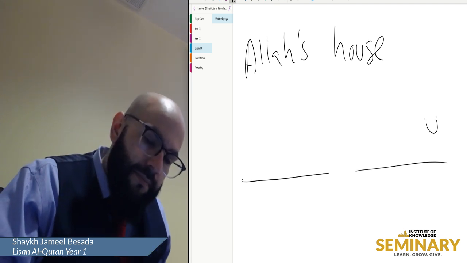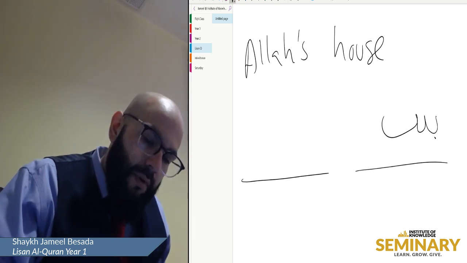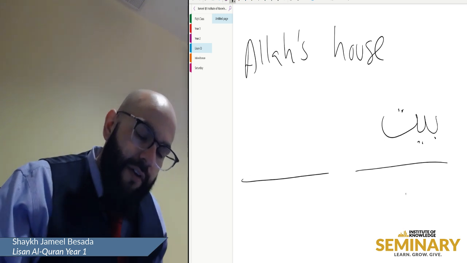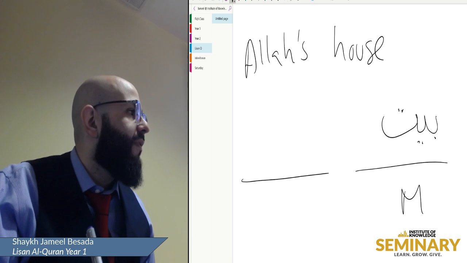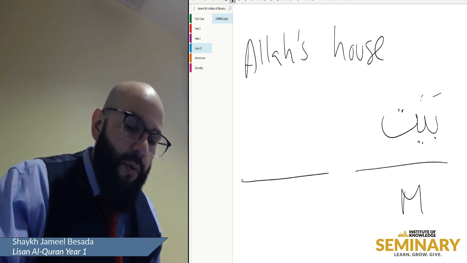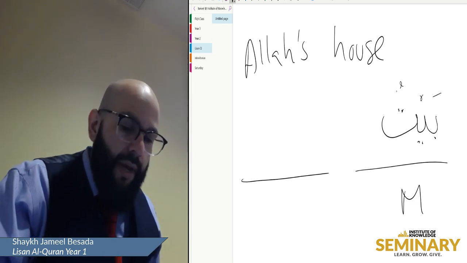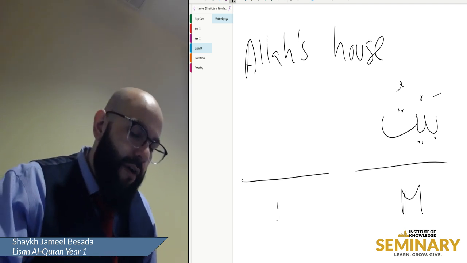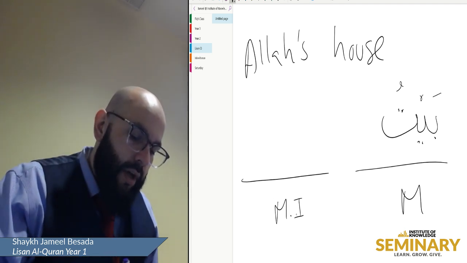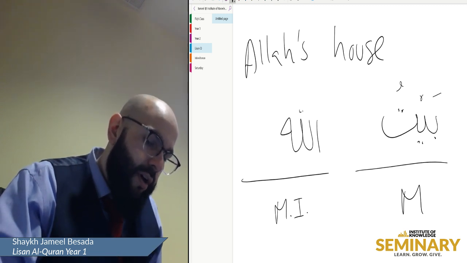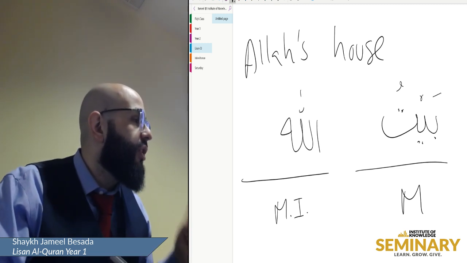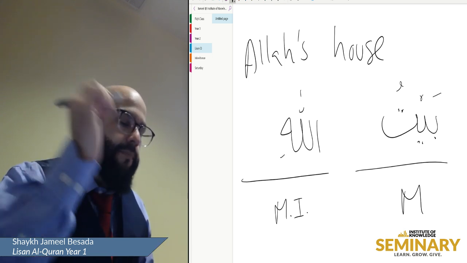Okay. What is the word for house? Bait. Very good. And we said that the mudaf comes first, right? The two conditions of the mudaf: no alif lam, no tanween. So bait is going to have what on the end? One, baytu. And then the owner of the house is who? Allah. Mudaf ilayhi. So all we need to do is put the word Allah in the state of jar, which is? That's it. Done.